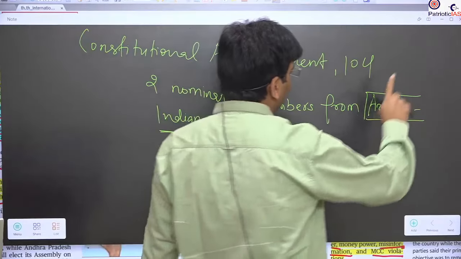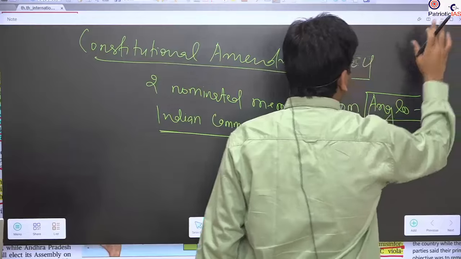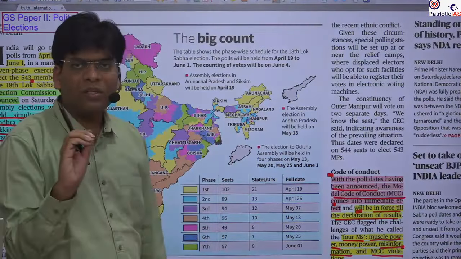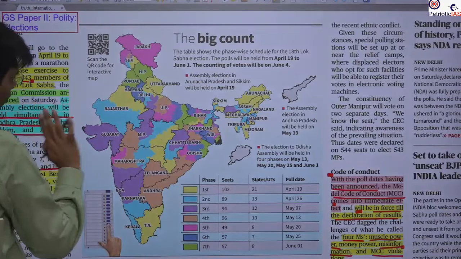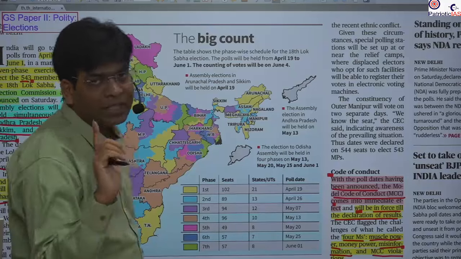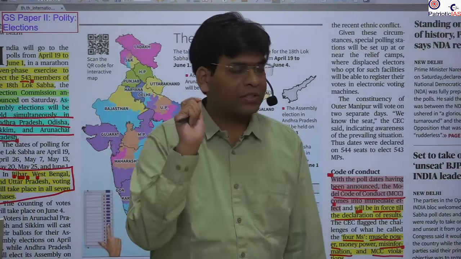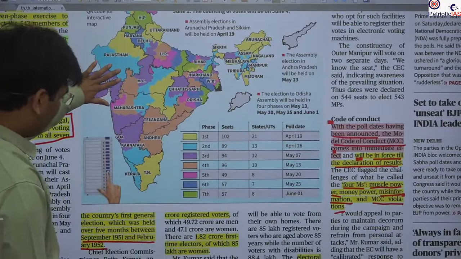So please remember, now this is not under Constitutional Amendment 104. It has been repealed. So you should be careful about why there is no nominated member anymore in the Lok Sabha, but still there are nominated members in the Rajya Sabha. This is very important. So these are the basic things you should remember, and they are very important.